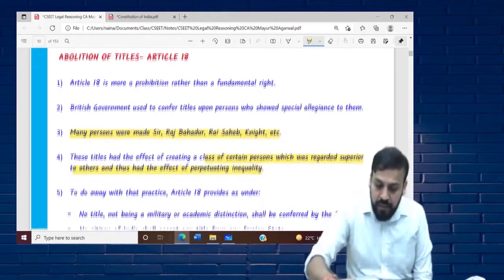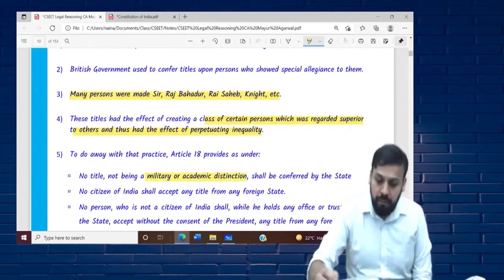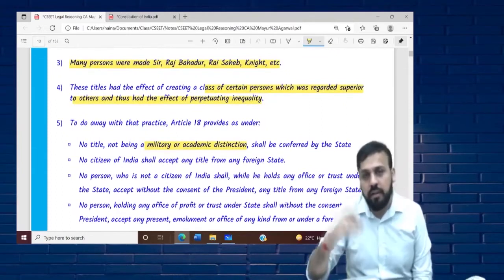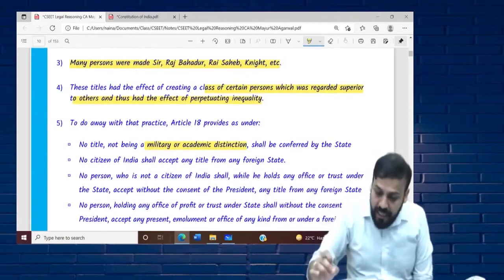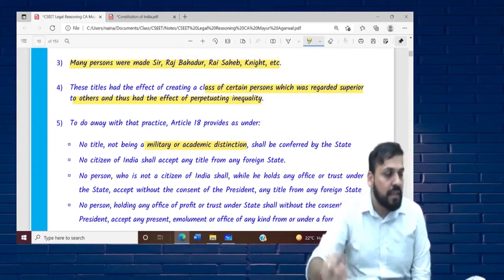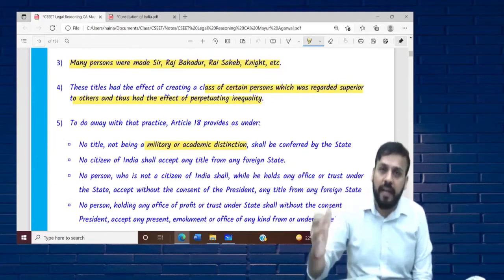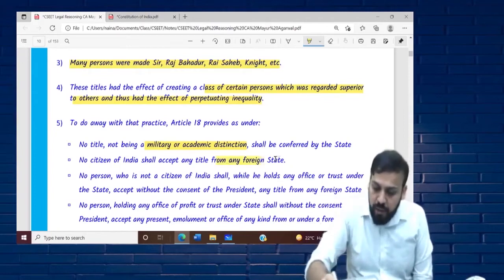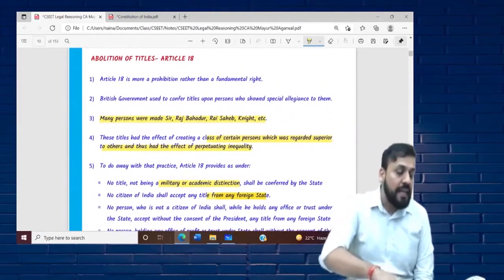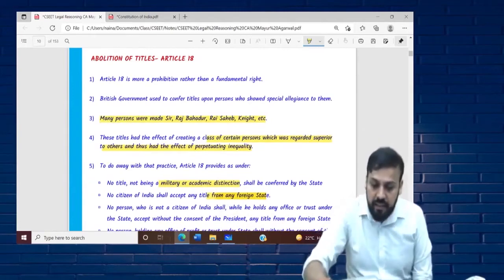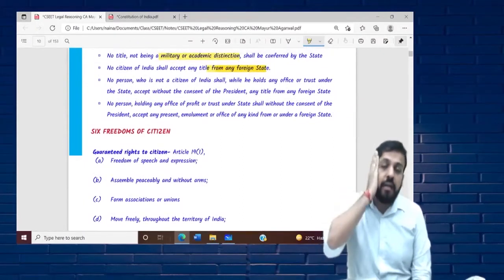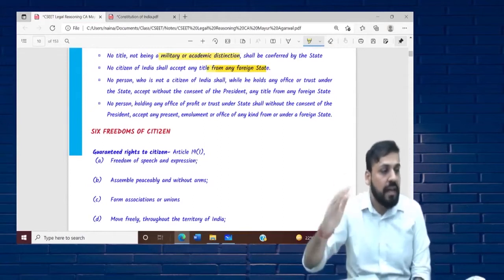Everyone is equal. But a title like a military title, colonel, lieutenant, or an educational title like doctor, CA, CS: are these allowed or not allowed? Academic and military titles are basically allowed. You keep that title based on your performance, but otherwise any title from any foreign state is not allowed. So that is Article 18. Any title which is creating inequality among the society is not allowed, but military-based and academic-based titles are allowed.